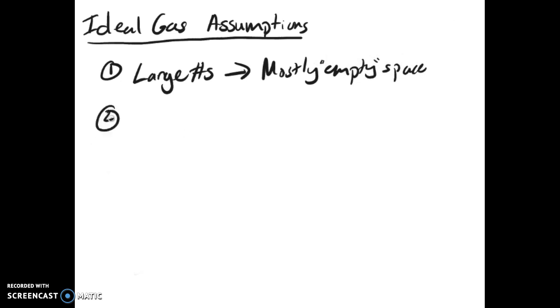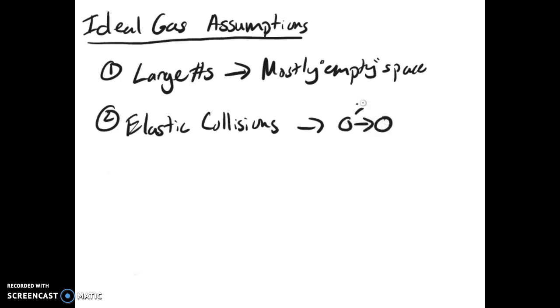The second one is that all collisions are elastic collisions. Which basically means that when 2 gas particles smash into each other, no energy is lost. That would be if you were playing a game of pool and you know how when the balls hit each other, they slowly lose their kinetic energy because of friction and other things. Ideally, when gases knock into each other, you wouldn't have any loss at all. They keep moving at the same speed after knocking into each other.